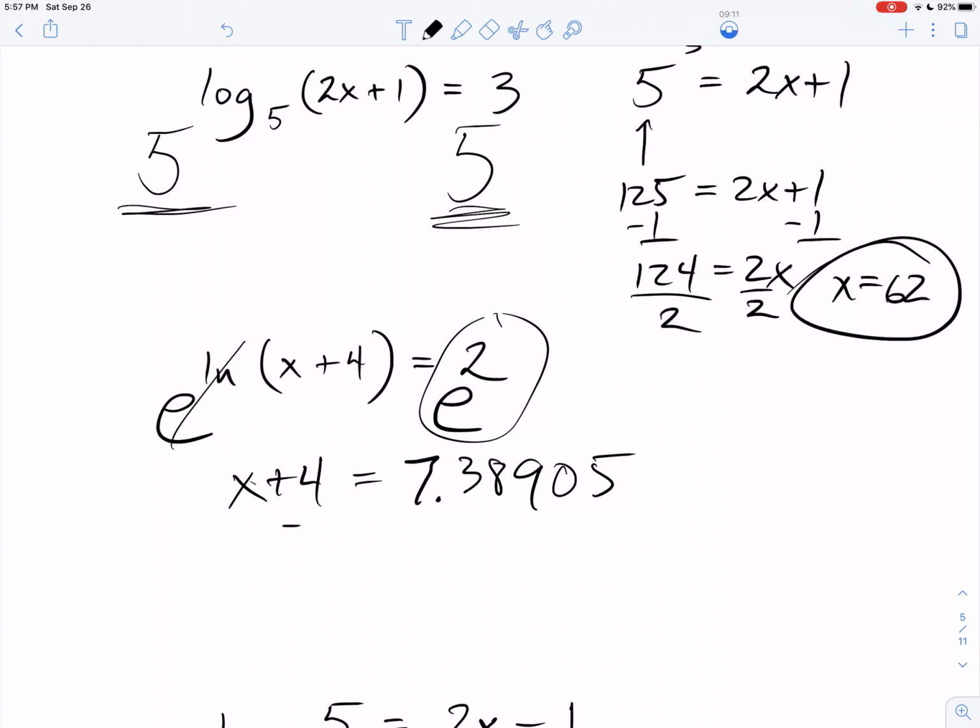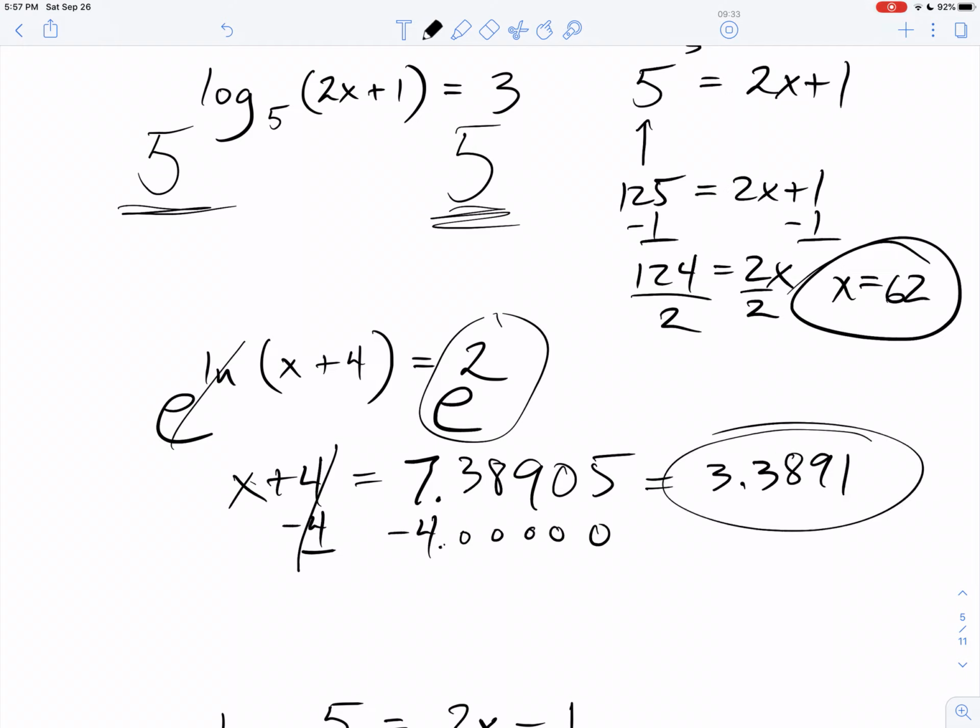But you know what? I'm not done because I need x by itself. So I'm going to take away 4. And then on my calculator, I don't have to line up the decimals like they told me in the 4th grade, because my calculator is going to do it for me. If I say take away 4, what's my final answer going to be here? It's going to be 3.3891, because I would round it to the 4th decimal place.